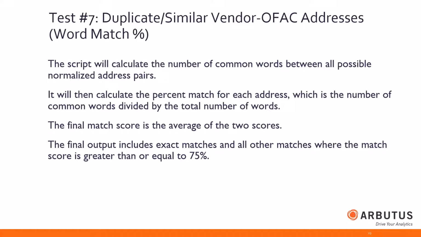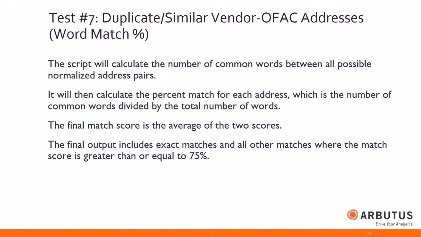We've seen how we can test for duplicate or similar addresses in a single file. Now, what about comparing addresses between 2 files? So here, for instance, we have vendor addresses that we want to compare against the OFAC watch list. We can also use the word match test. The word match test will calculate the number of common words between all possible normalized address pairs. It then calculates the percent match for each address, which is the number of common words divided by the total number of words. So if one address has 4 words in it, and 2 of those words match to another address, it will have a score of 50%.